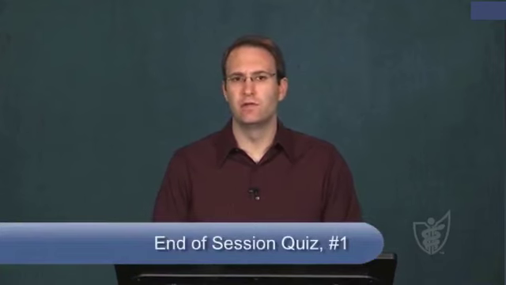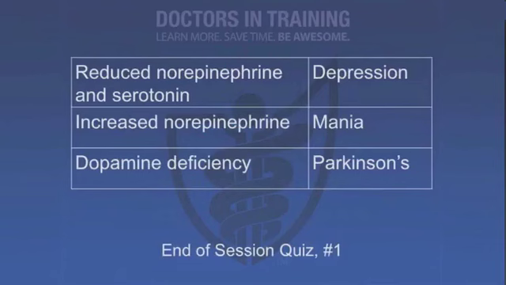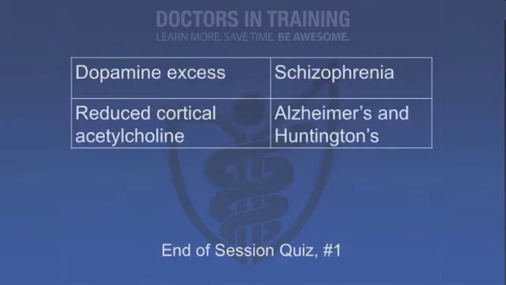All right, it's time for our end of session quiz. Let's get started. What disorder results from abnormal levels of the following neurotransmitters? First, reduced norepinephrine and serotonin. We've talked about these before. This will lead to depression. Increased norepinephrine can lead to mania or anxiety. Dopamine deficiency, easy, Parkinson's. Dopamine excess, schizophrenia. Reduced cortical acetylcholine, Alzheimer's disease.